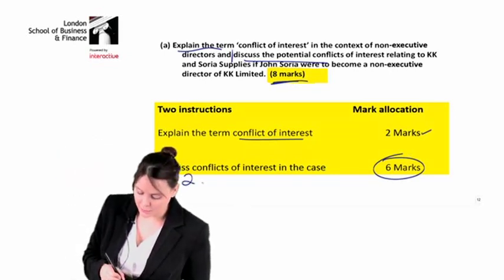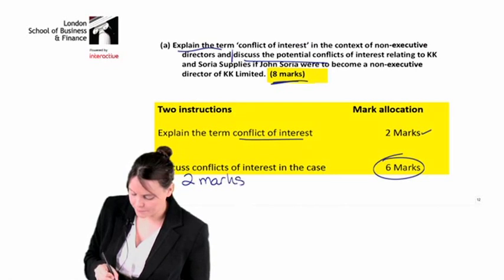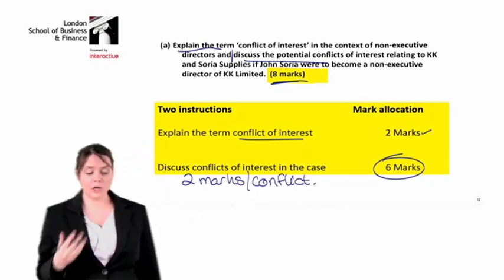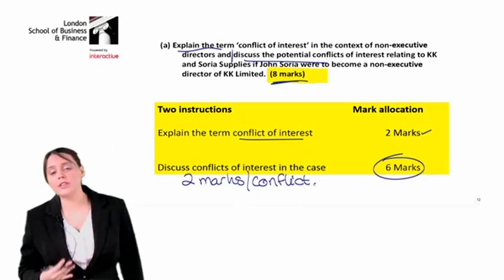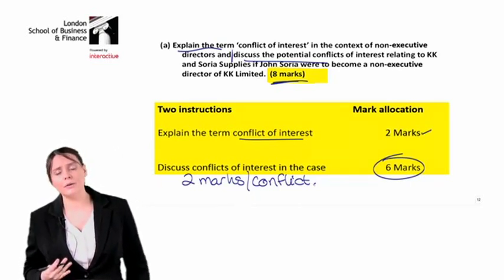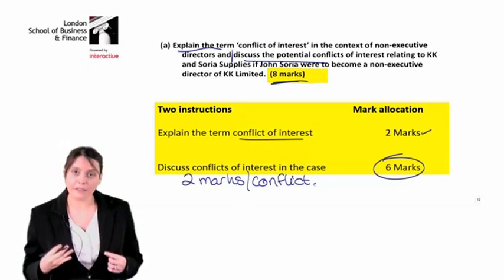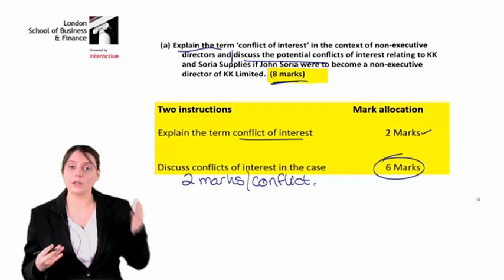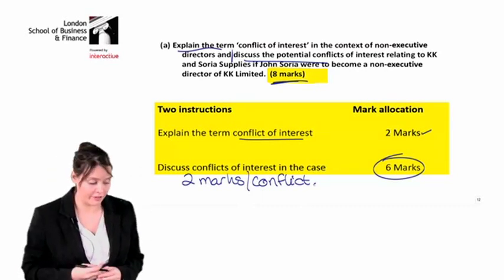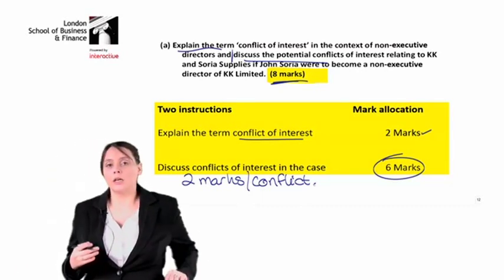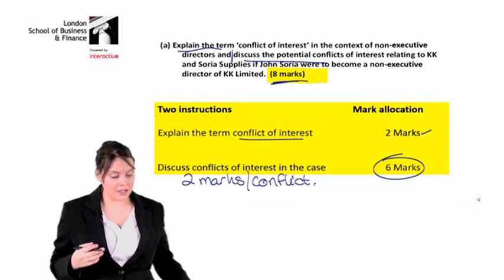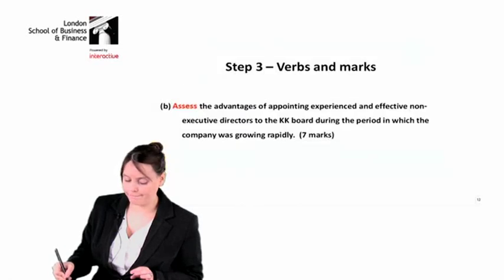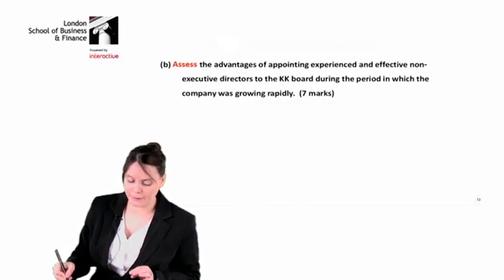Now, that's likely to be 2 marks per conflict. And I know that because if we're going to discuss the conflicts in the scenario, that requires a little bit of depth, which means we'll get 2 marks for discussing each individual conflict. So, we've looked at our verbs and marks for Part A. We quickly move on. What's happening in Part B?